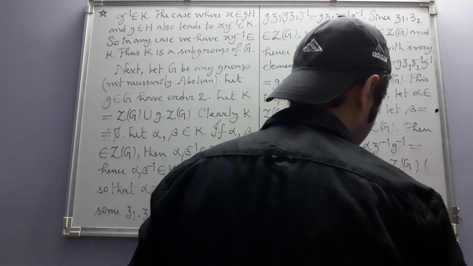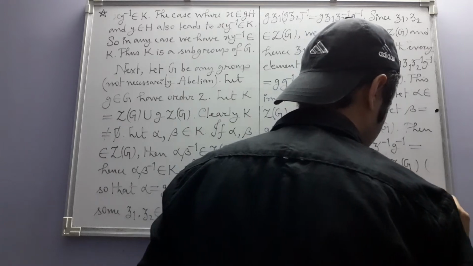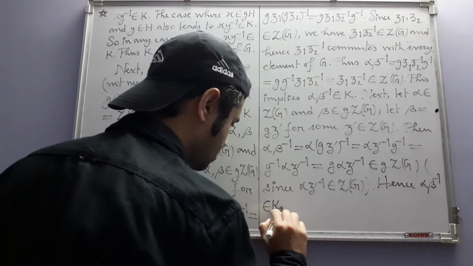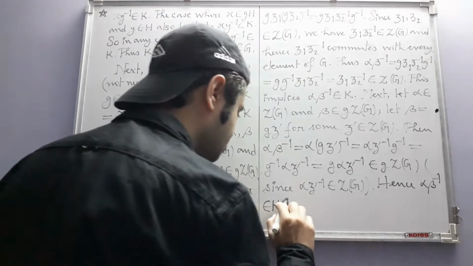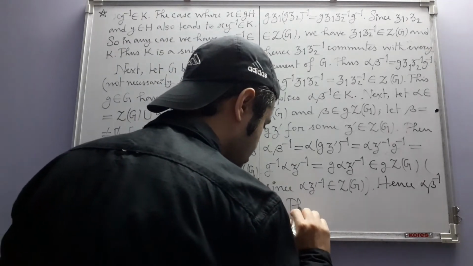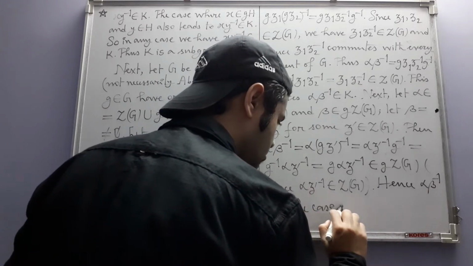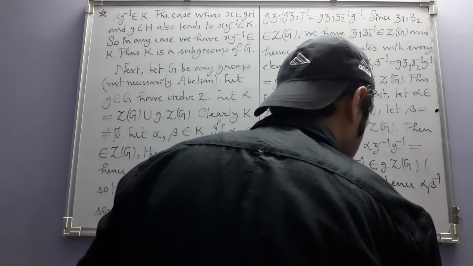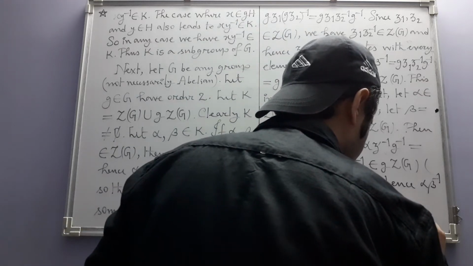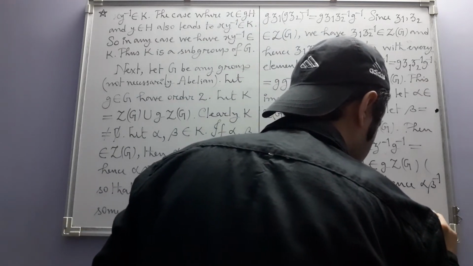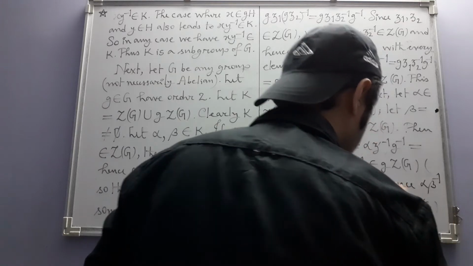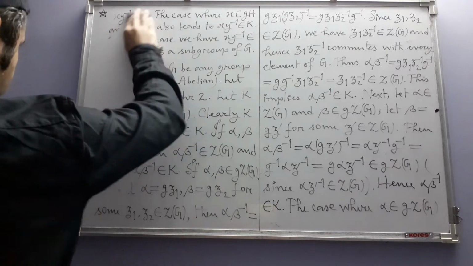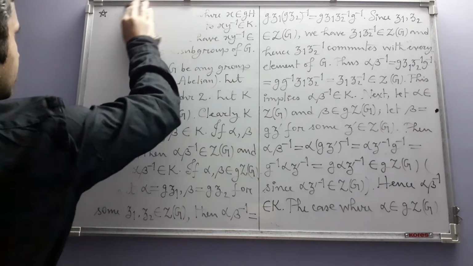Hence, alpha beta inverse belongs to K, and just like before, the case where alpha belongs to G Z(G) and beta belongs to the center also leads to that same conclusion.